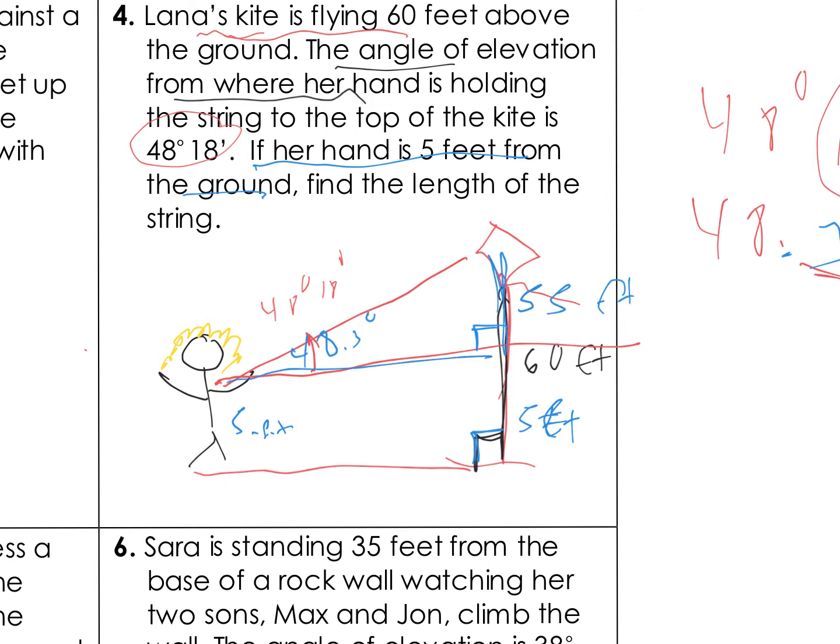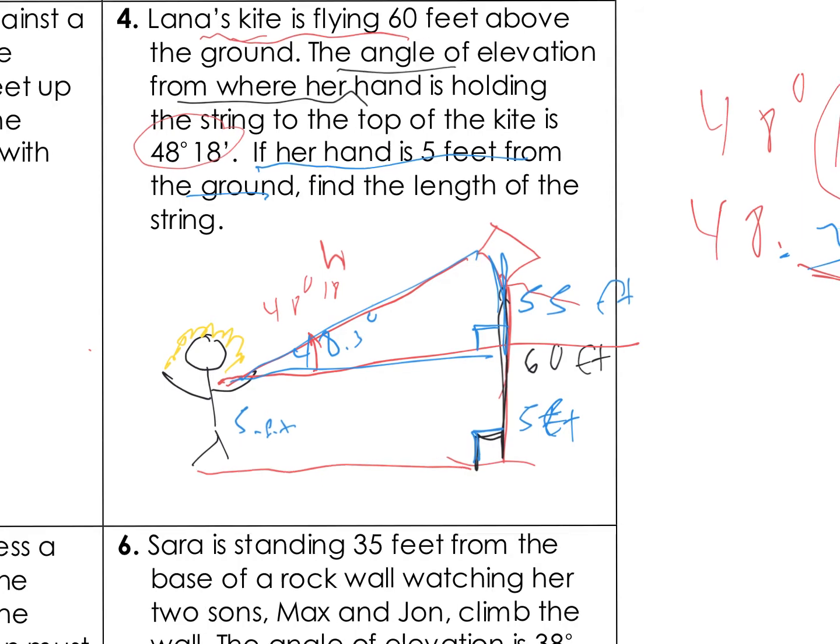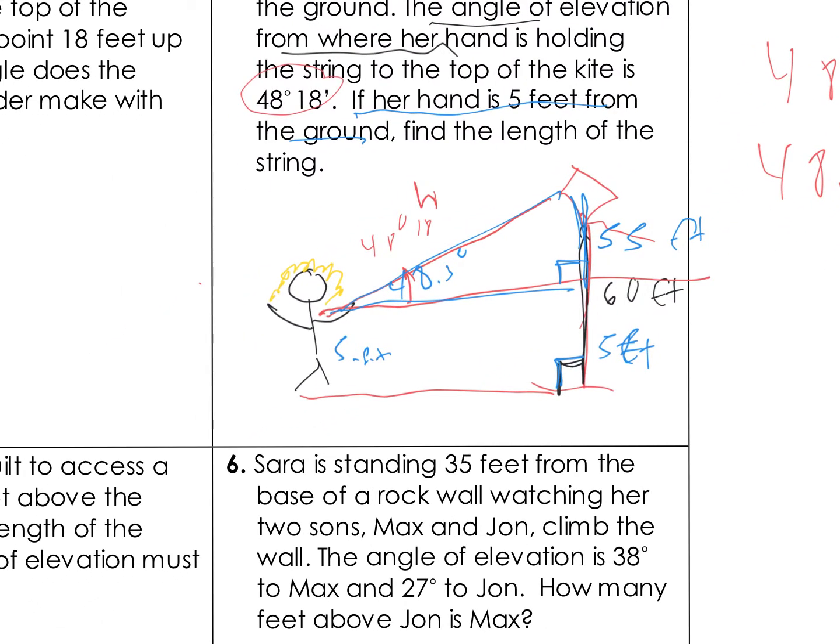This side's the same as the side that I never knew anyway. This is still the hypotenuse now. So let's see. What am I looking for? Length of the string. That's the hypotenuse. Oh, now I can't use tangent because I have to use hypotenuse in the equation. What trig function uses this angle, the hypotenuse that I don't know, and the side across the street?